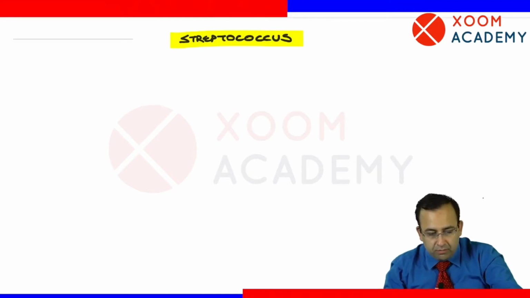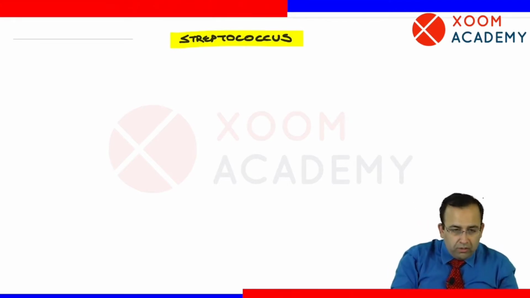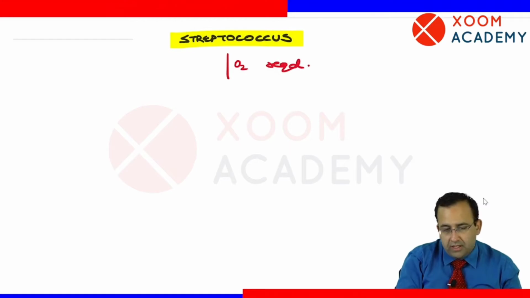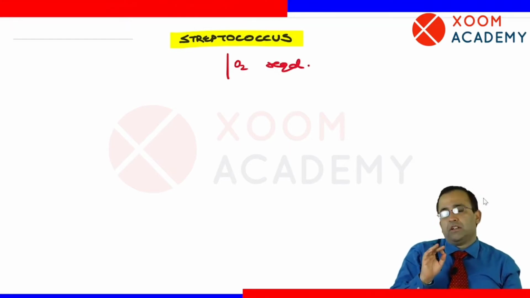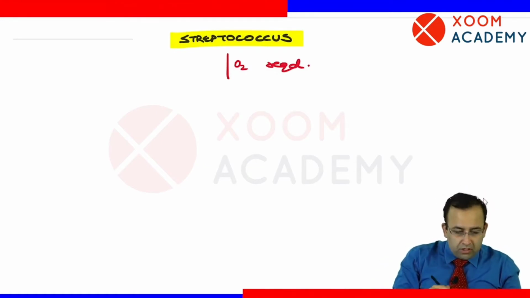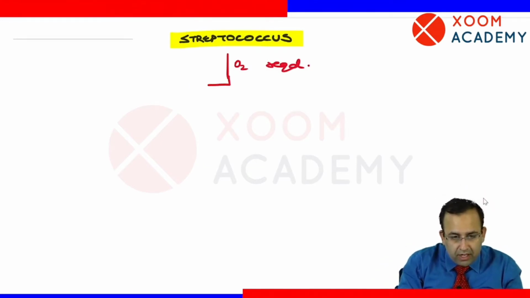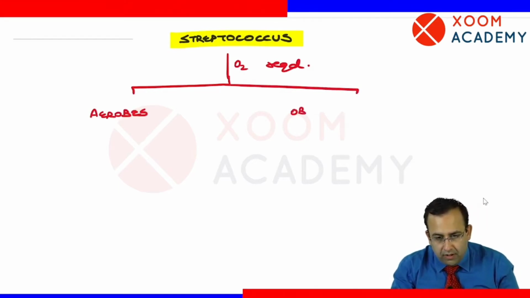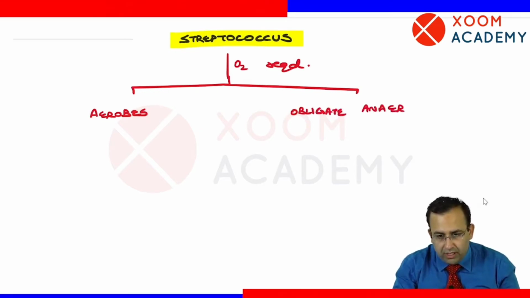Next point, Streptococci on the basis of oxygen requirement. When you are revising microbiology, these flowcharts are very, very important. They will form the crux of any chapter. So on the basis of oxygen requirement, I can divide Streptococci into two types: aerobes versus obligate anaerobes.